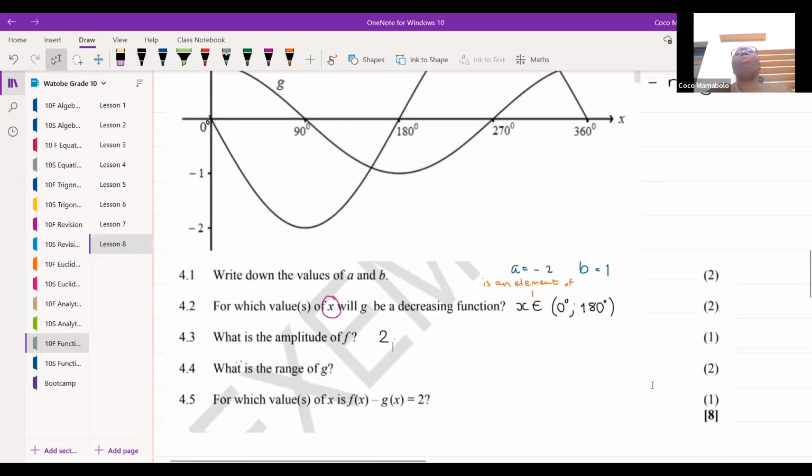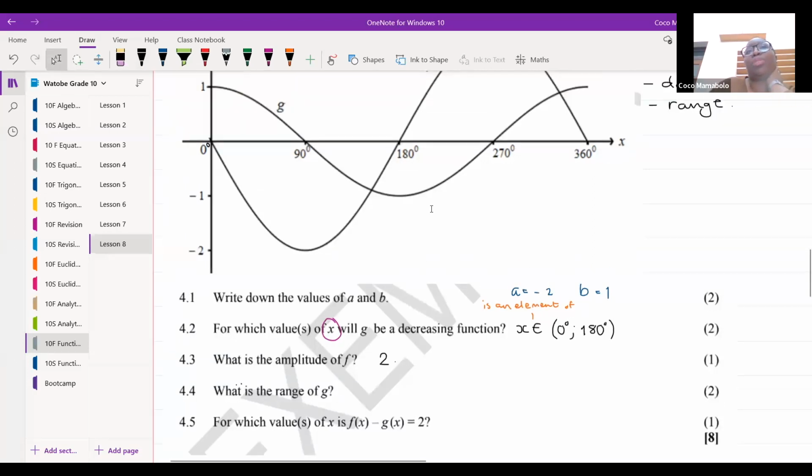Now they say, what is the range of g? Do we remember how to calculate the range? Ursula, do not forget that the range cannot just be greater than 1. We need to be very careful. Yes, Kama. Are we working with both graphs? Yes. What is the range? Of which graph, ma'am? Of g.